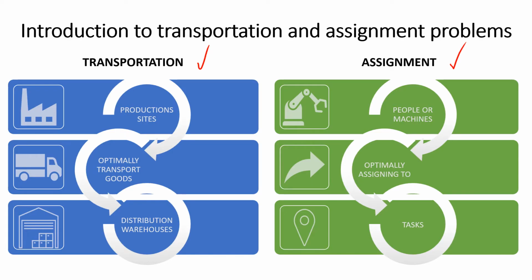In transportation, we have production sites that produce mainly units of something. It can be cars, it can be lots, it can be boxes, whatever. And we need to distribute them to warehouses. So we're going to look for an optimal transport, that means with a minimum cost. Regarding assignments, here what we got is people or machines, and we're going to be assigning them to tasks. Also, we're going to be doing an optimal assignment.